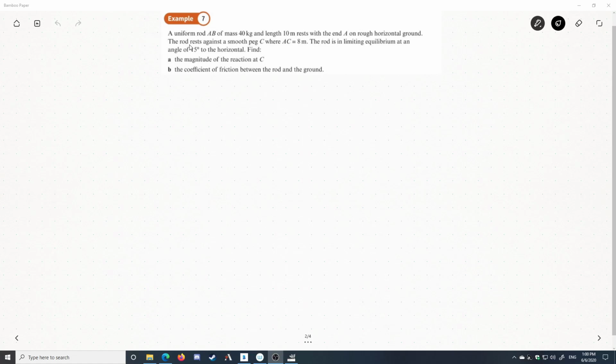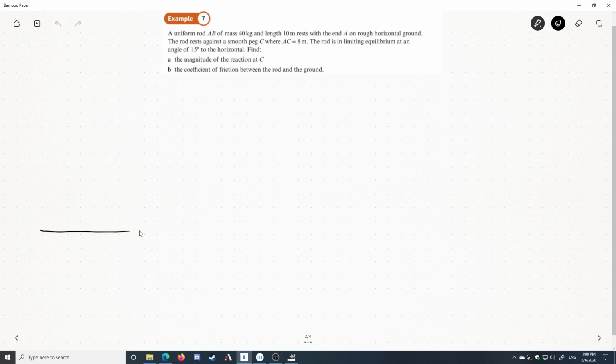Okay, so we'll consider it to be example 1. You can quickly pause the video and have a read through the question. Okay, so the first thing to do, like with almost any mechanics question, is to draw a diagram.